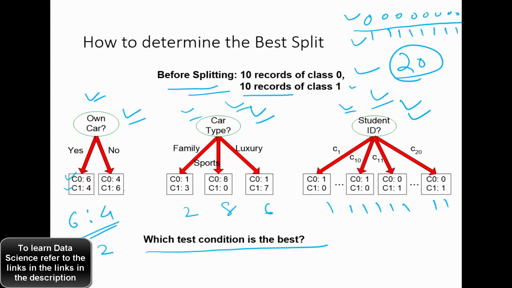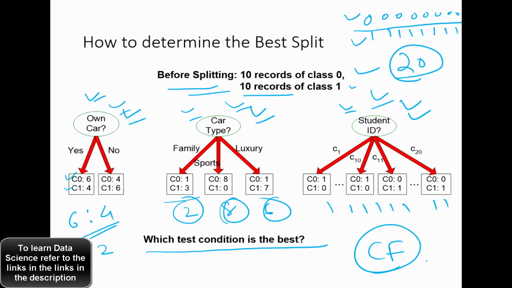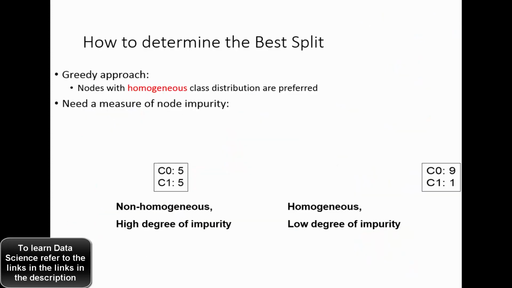Car type is much better. Car ownership is also okay, but not as good as car type, because here you can see the difference in the percentage of distribution is higher, and that should be the idea. So remember, we are talking about cost function optimization. The optimization happens in such a way that the difference in the percentage of distribution should be high. Here it is 1 and 3, so the difference is 2. 8 and 0, the difference is 8. So there are 8 zeros and not a single 1. So the difference is more in this case, and that's a good thing. Here it's also the same. That's the idea.